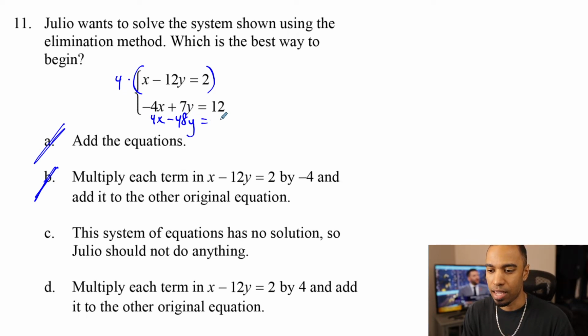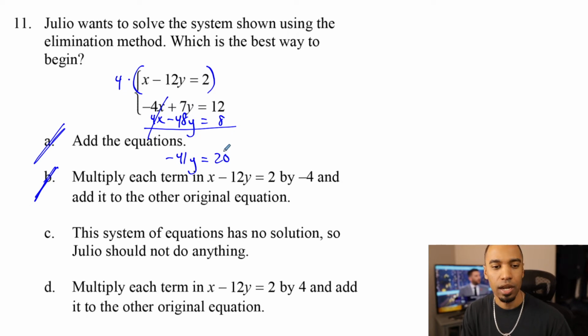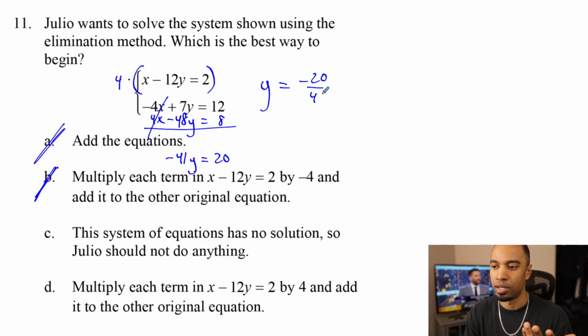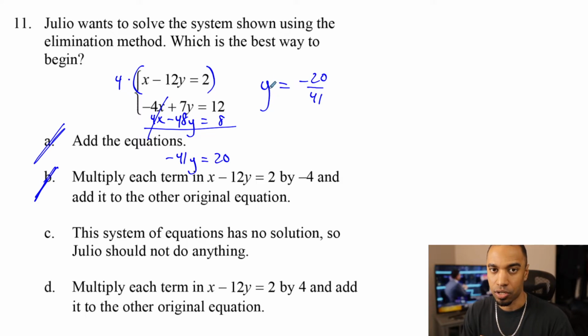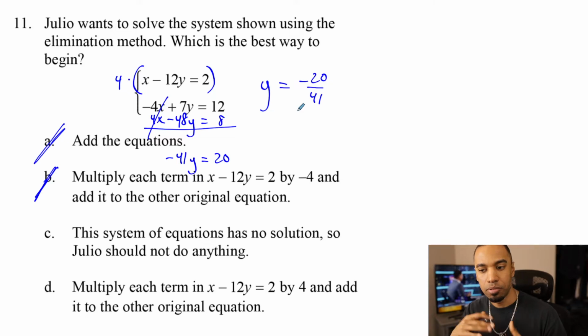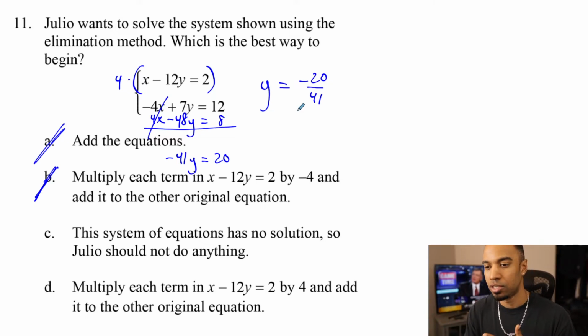Minus 48y equals 8. And then when I cancel, I'm going to get negative 41y equals 20. Now I'm not going to solve the rest of this system, but I'll let you know that right now there is an answer to y. It's negative 20 over 41. That is not a very good looking answer, I'm going to let you know right now. But that is an answer. That is a value for y. That is the intersecting point. And then I substitute that into an equation to solve for x, or I find a way to eliminate the y's to solve for x. So the answer is D.